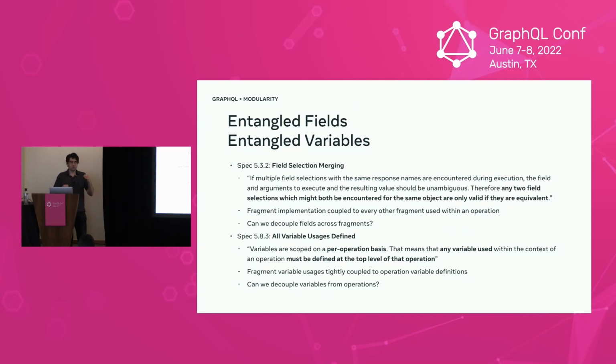Additionally, we have another spec, spec 5.8.3, that says that all variable usages across your entire operation have to be explicitly defined on the operation itself. The operation is the only place in the spec that you are allowed to set a variable value. So we end up in this weird situation where we treat fragments as functions, but then don't give those functions the ability to pass in different arguments.